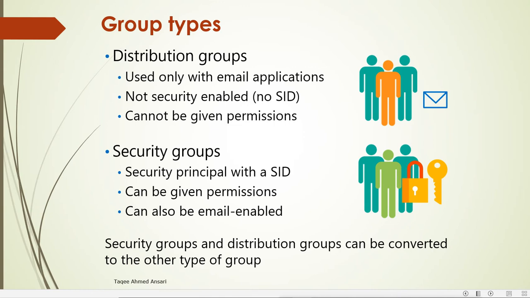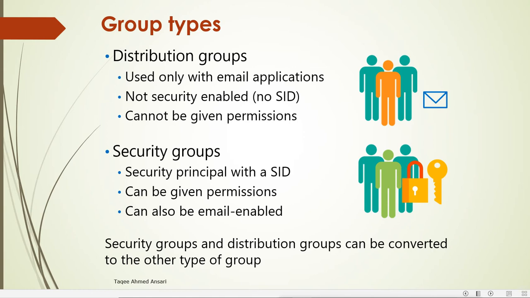we create security groups. This is a security principal, and it comes with a SID. We create this group to assign security permissions or privileges. So if we want to provide a security permission to multiple users, we create the security group, and then we can give the permission or restriction to that group, and all the members of that group will get that permission or restriction. It can be given permissions and can also be email enabled.